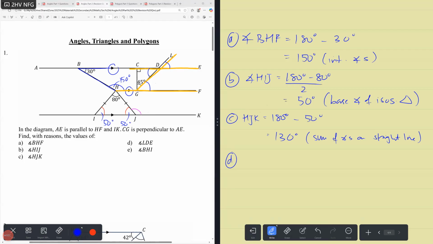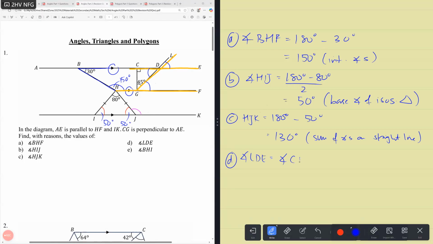So in a way, how to find angle LDE? Angle LDE is equal to angle CDG. And why are they equal to one another? Because they are vertically opposite angles. And how to get the angle? It is basically 180 minus 90 minus 45 degrees, and you get 45 degrees as well. And what was the reason for this? This is vertically opposite angles.